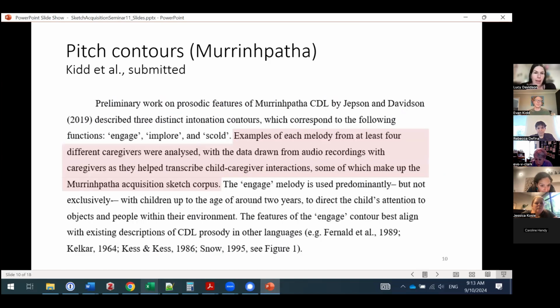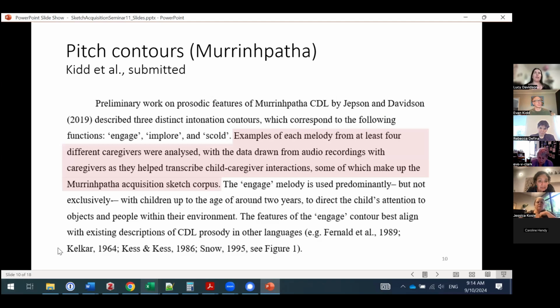And then next we have some examples from Murrinhpatha. Full disclosure, we haven't finished the phonology section on the Murrinhpatha sketch yet. But in earlier work, Katie Jepson and I found three particular distinct intonation contours in child-directed language. So there were three distinct melodies, and they seem to have the functions of engaging children, imploring them to do something, and scolding them.